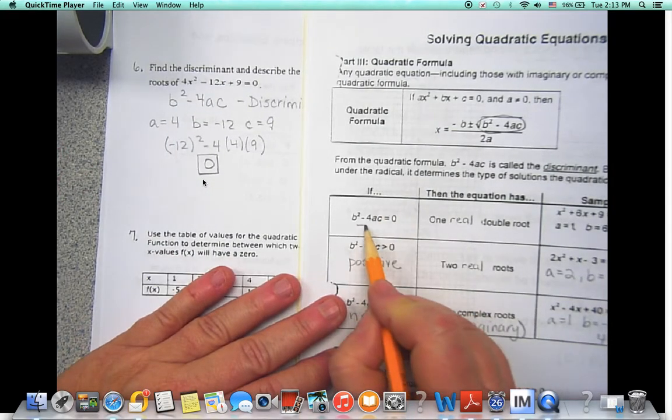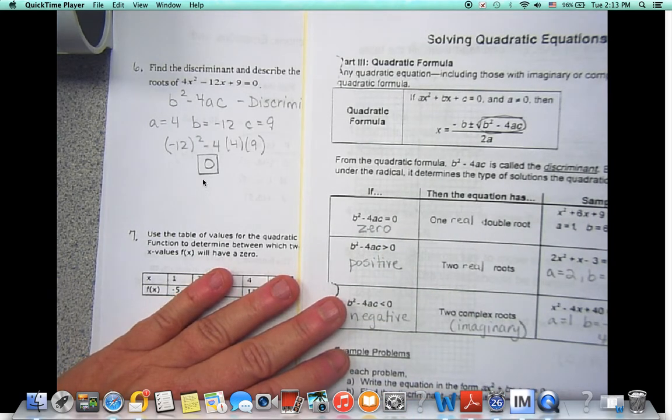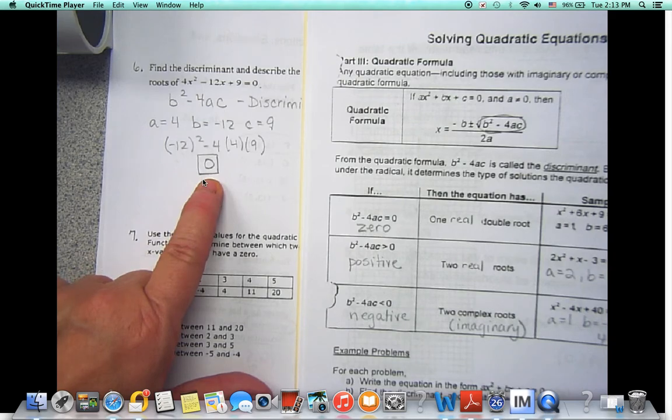Nope. One real double root. You're going to have to know this. Right, because why? How do you know it's one real double root? Because the discriminant is what?